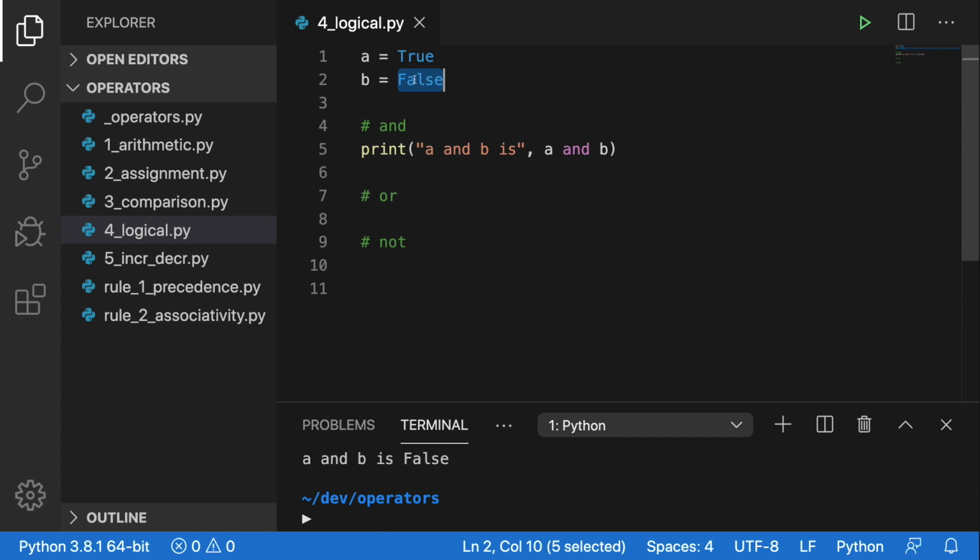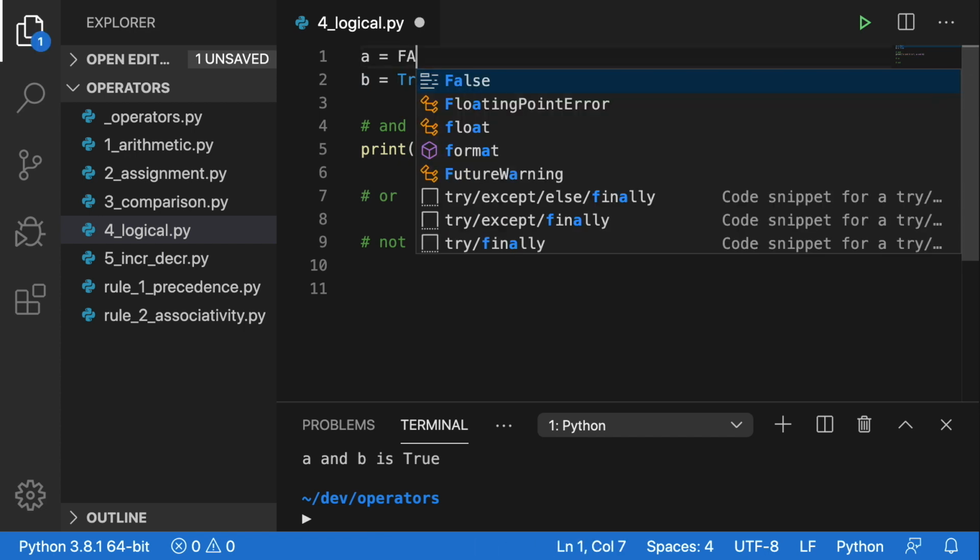If I check B and change it to true, in this case, both operands are true, so it should be true. Change it back.